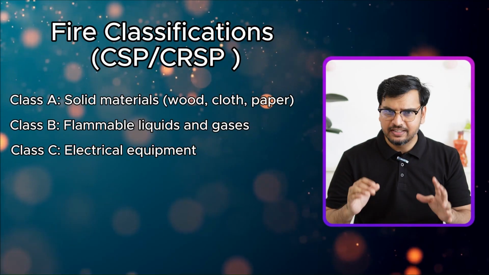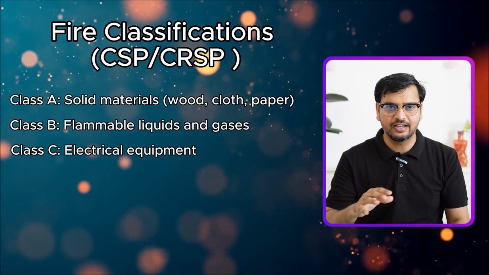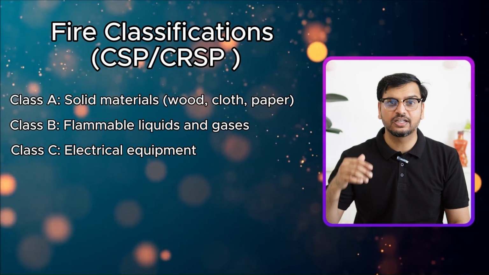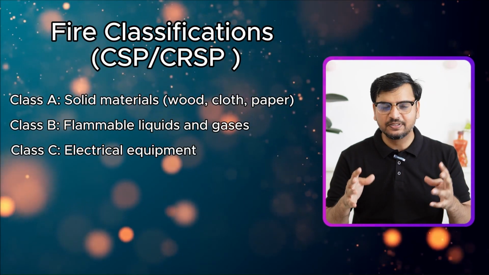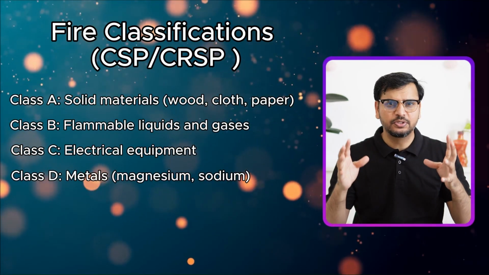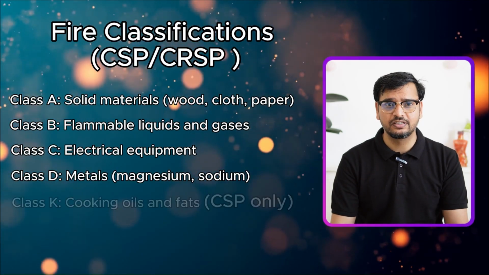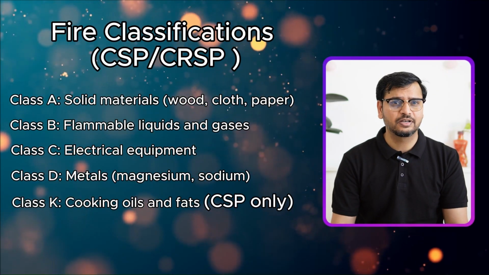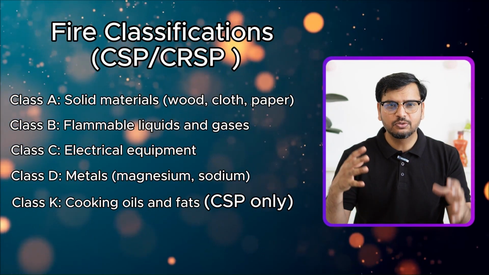Next is Class C fire. This is important. In the CSP and CRSP syllabus and as per NFPA classification, Class C fires are all about energized electrical equipment. A stark contrast to NEBOSH and IOSH, where it is considered as fire involving gases. And next one is Class D fire. Fires involving combustible metals like magnesium or sodium, which require specialized handling techniques. The last class of fire that we are going to see is Class K fire. Now this one is unique to CSP because CRSP does not cover Class K fire. And what is Class K fire? It's nothing but a kitchen fire which involves oil and grease.